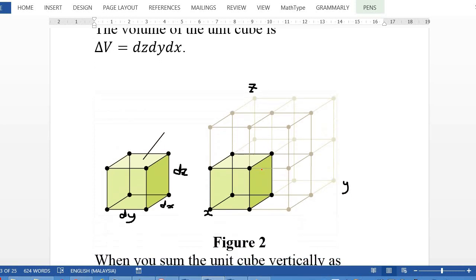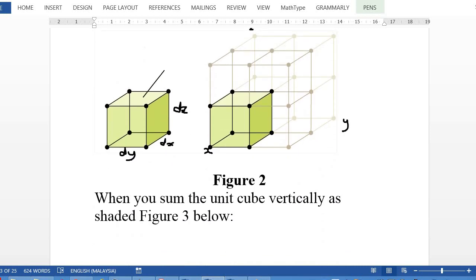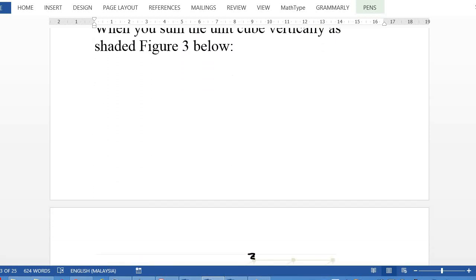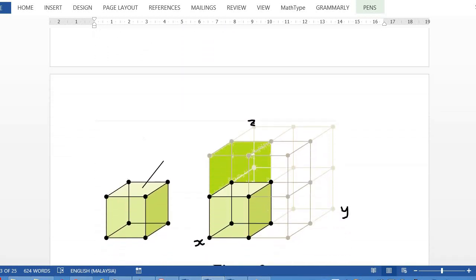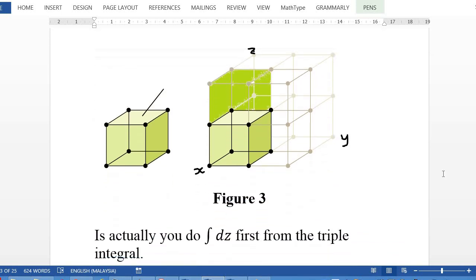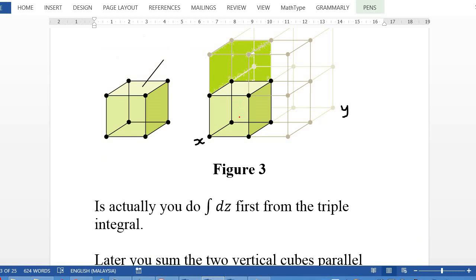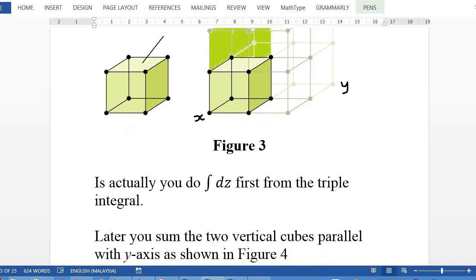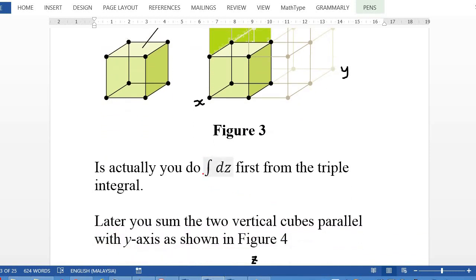Okay, and if you sum this unit cube vertically, parallel to the z-axis, the shaded area here is what we get when we do the inner integral of the triple integral. We integrate dz from the triple integral.